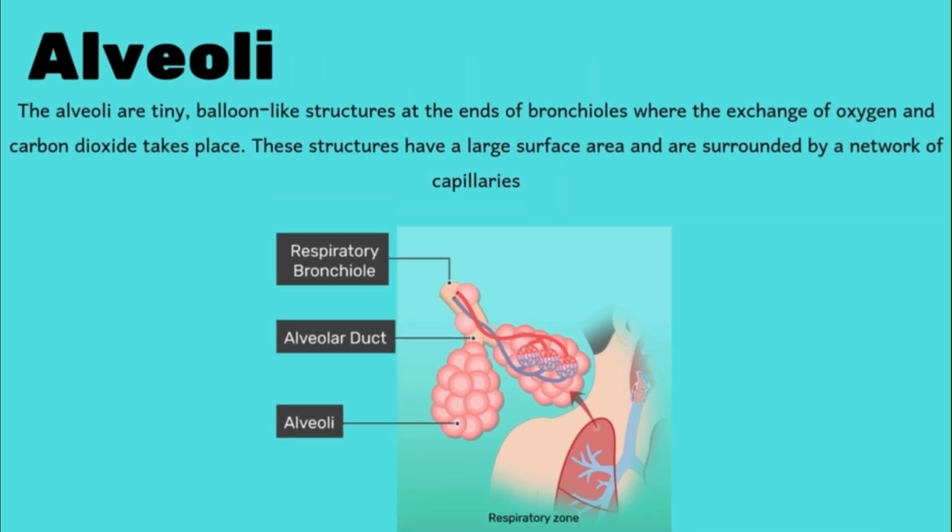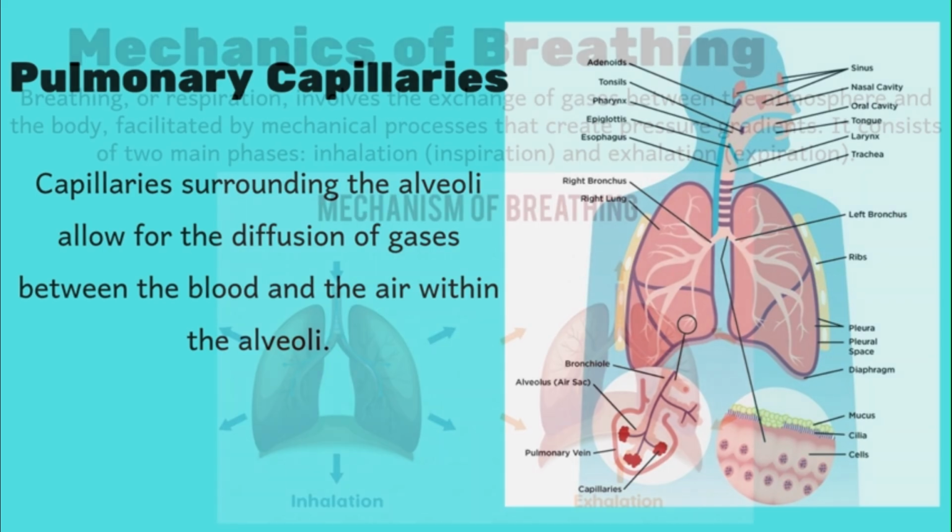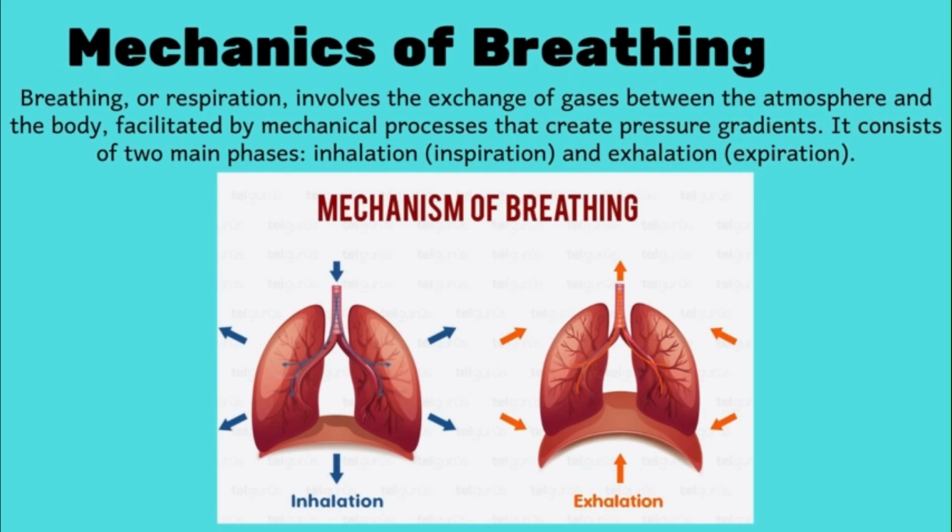Alveoli. The alveoli are tiny, balloon-like structures at the ends of bronchioles where the exchange of oxygen and carbon dioxide takes place. These structures have a large surface area and are surrounded by a network of capillaries. Pulmonary capillaries. Capillaries surrounding the alveoli allow for the diffusion of gases between the blood and the air within the alveoli.